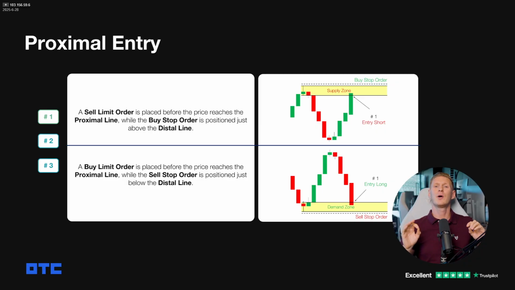The first and most common entry type is a proximal entry. For a short trade, you place a sell limit order before price reaches the proximal line of the supply zone. Your stop loss buy stop order is positioned just above the distal line of the zone. For a long trade, you place a buy limit order before price reaches the proximal line of the demand zone. Your stop loss sell stop order is positioned just below the distal line of the zone.